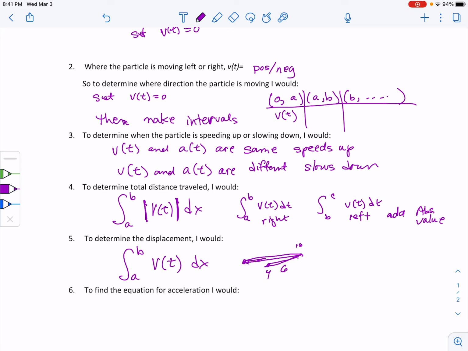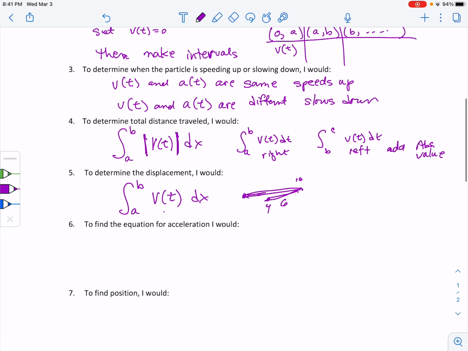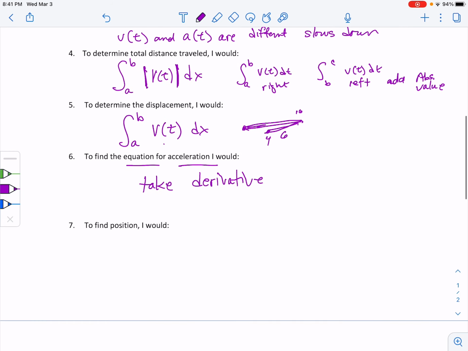If you've got a function you don't know how to integrate, then you have to find your position function. We'll figure that out. To find the equation for acceleration, they gave you velocity and you want acceleration, you take the derivative. If they give you velocity and you want position, you're going to integrate.